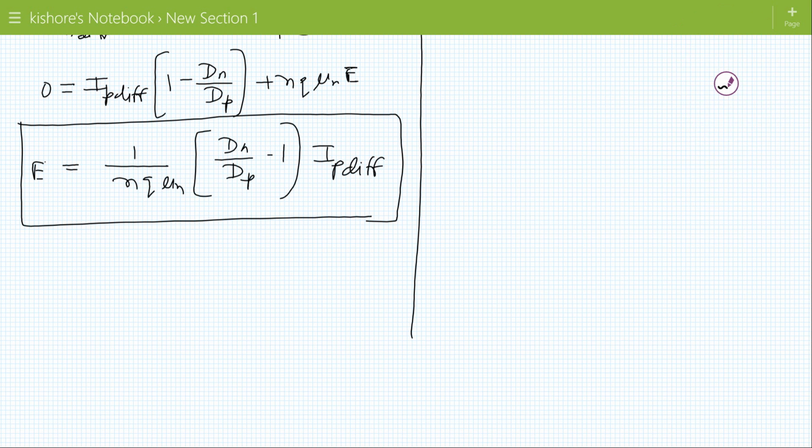Here we have seen the minority charge carrier concentration distribution with respect to length of the semiconductor. Now suppose at t equals to 0, radiation is removed.